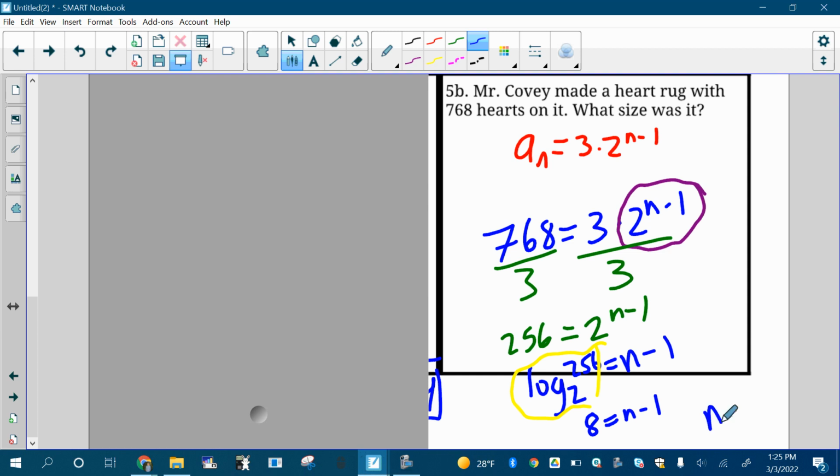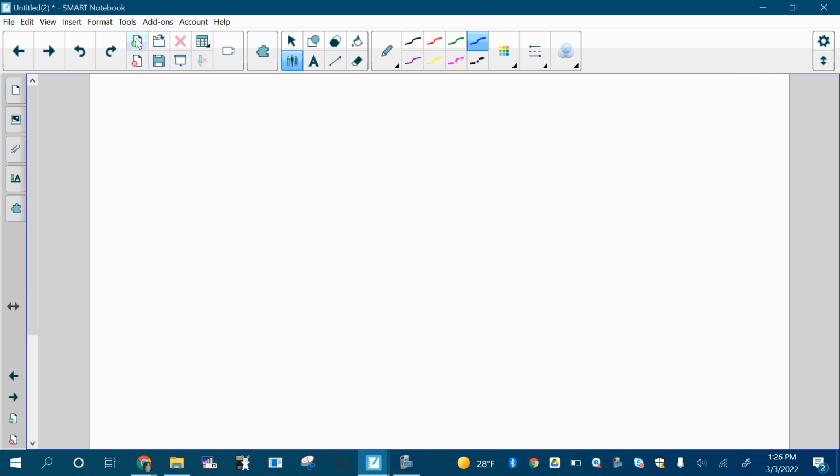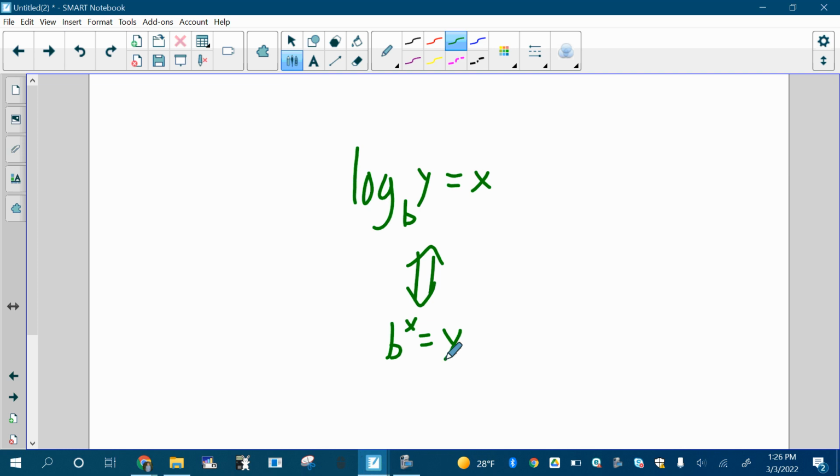Add 1 to both sides. I get n equals 9. What that's telling me is that a size 9 rug would have 768 hearts on it. If you want to remember how to flip between logs and exponentials, here's a reminder. If you have this log, it becomes this exponential equation. That would be a good thing to put on your note card.